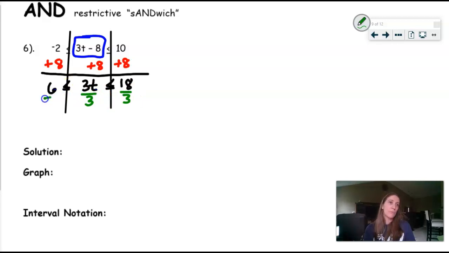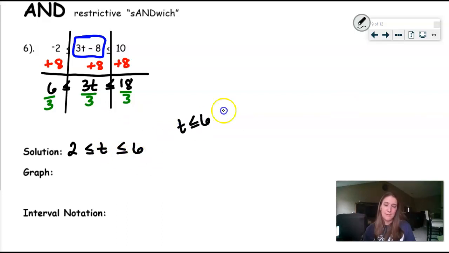And now we're ready to write down our solution. I'm going to write it down and then we'll discuss what it really means. So 6 divided by 3 is 2. So 2 is less than or equal to t, which is less than or equal to 6. So the way I want you to read this problem, and this is a little bit confusing, but this side y'all are fine, right? t is less than or equal to 6. Absolutely. And there's another half to this problem right here. I know it says 2 is less than or equal to t, but that's backwards. So that really says t is greater than or equal to 2.